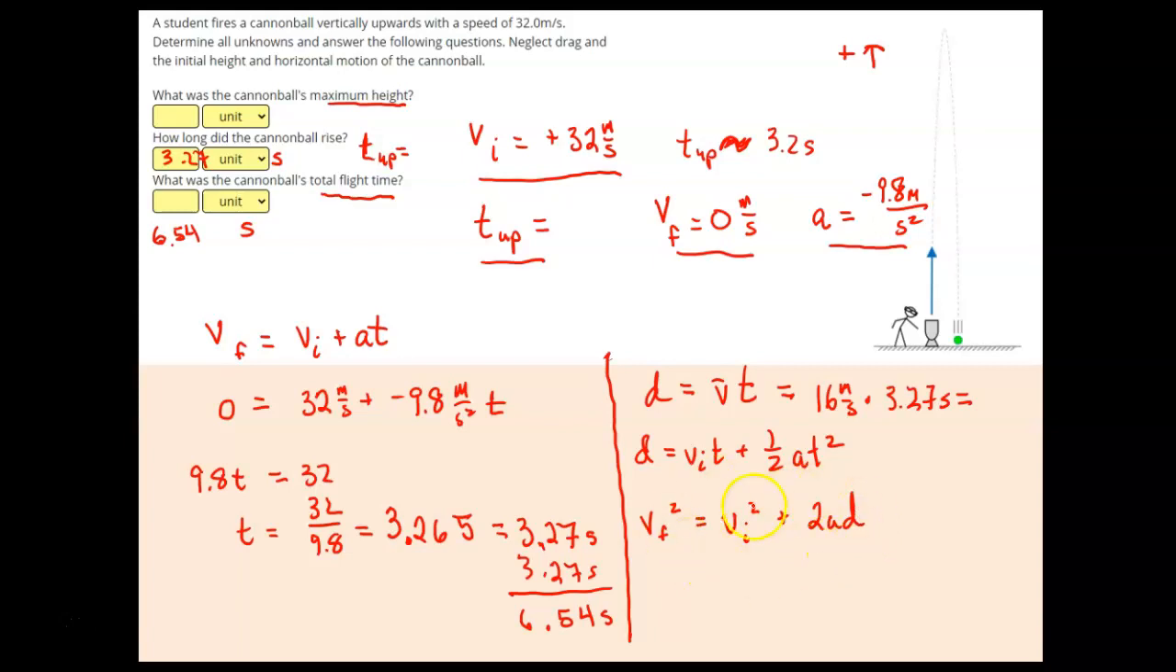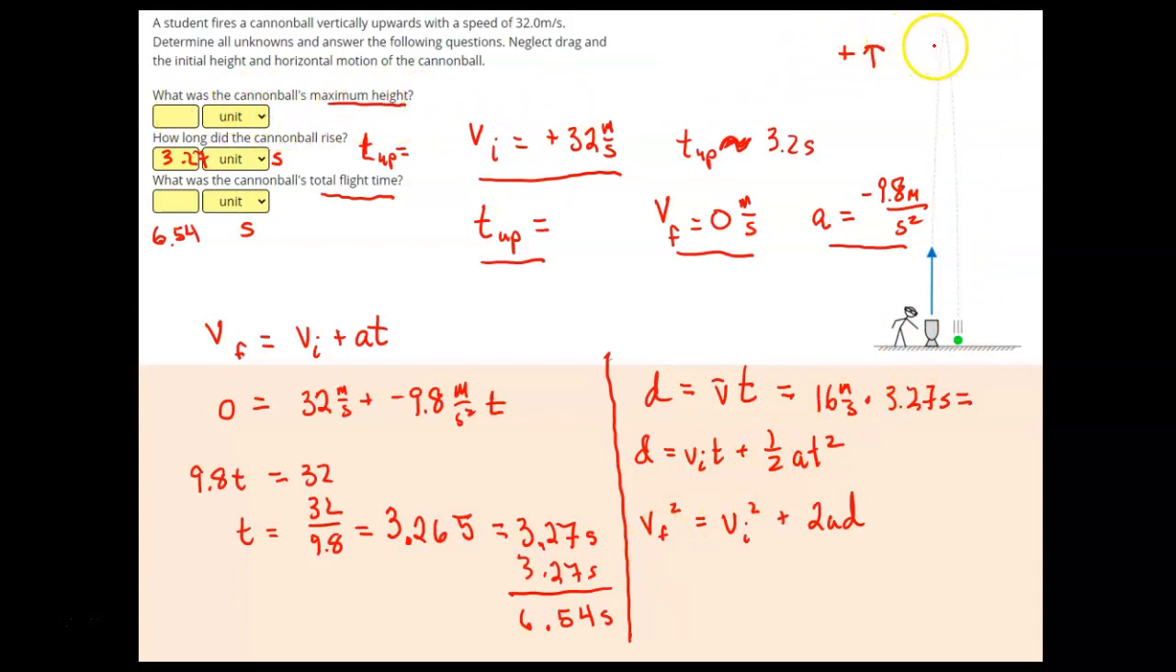I'm going to use this way only because, let's just say we had made a computational error here and our time was off and we used one of these formulas, then this answer would also be incorrect. So just to be conservative, I'm going to use this formula, which doesn't rely on our computed answer. It relies on the information that was given in the problem. So here, velocity final at the highest point, right? We're trying to find the maximum height.